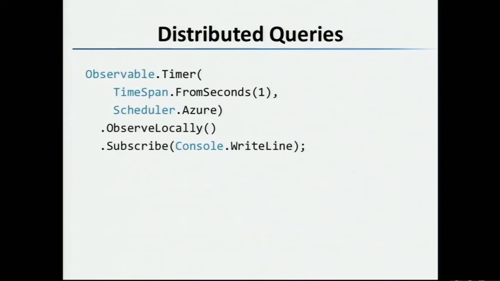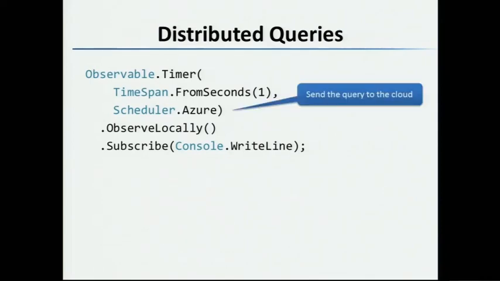We're saying we want to execute it somewhere else, and then we want to observe the results now locally. And so what we want this to do is to execute the first part of the query on the cloud and the second part, the subscribe part, locally. So we stream results back. We send this to the cloud, and then we send the results back.